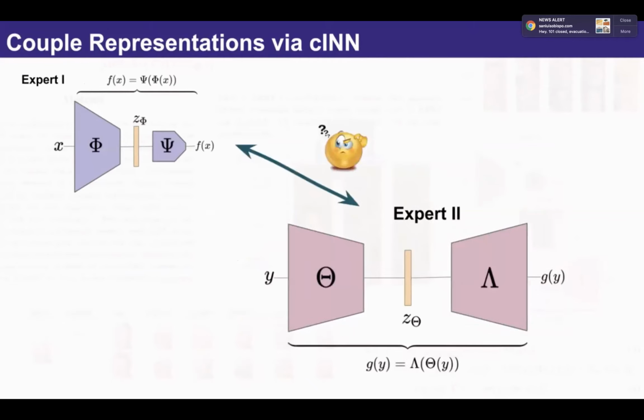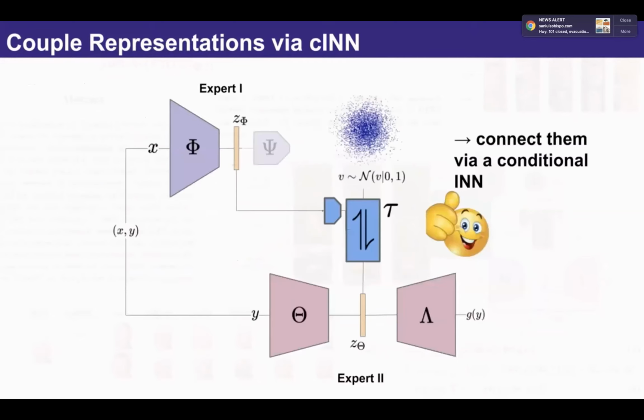Due to the many-to-many nature of the translation process, we propose to model the transfer between the representations generatively. Our idea is to use a conditional invertible neural network and formulate the translation process as a mapping from a predefined prior to the representation of expert 2, conditioned on the representation of expert 1.